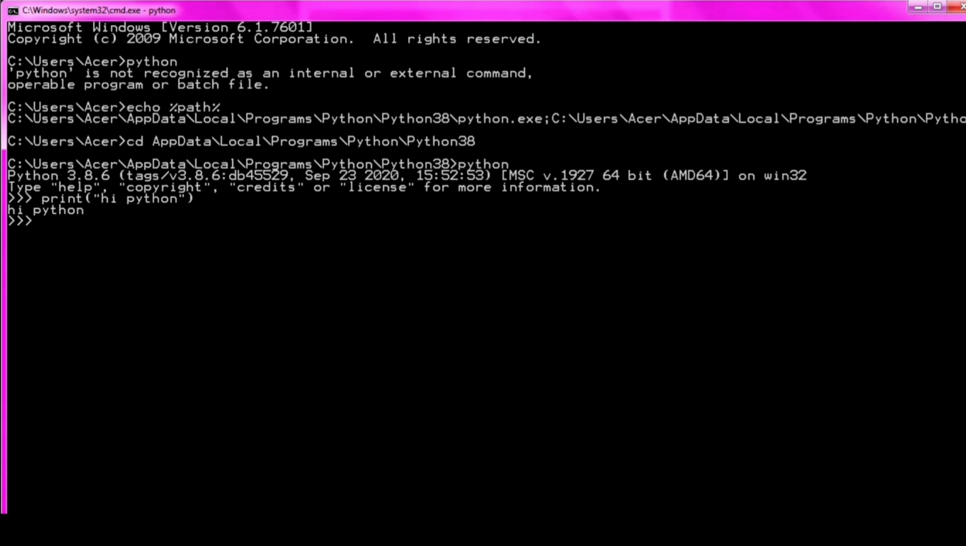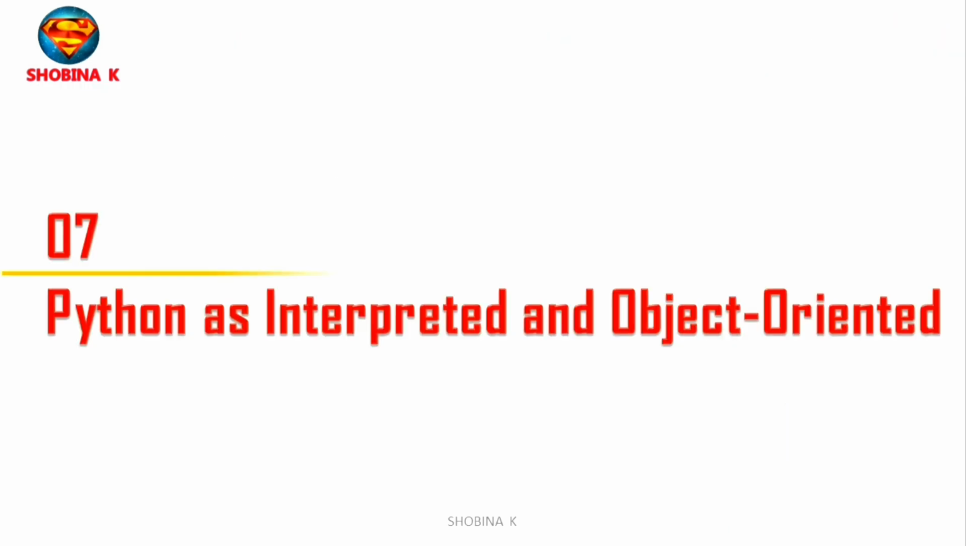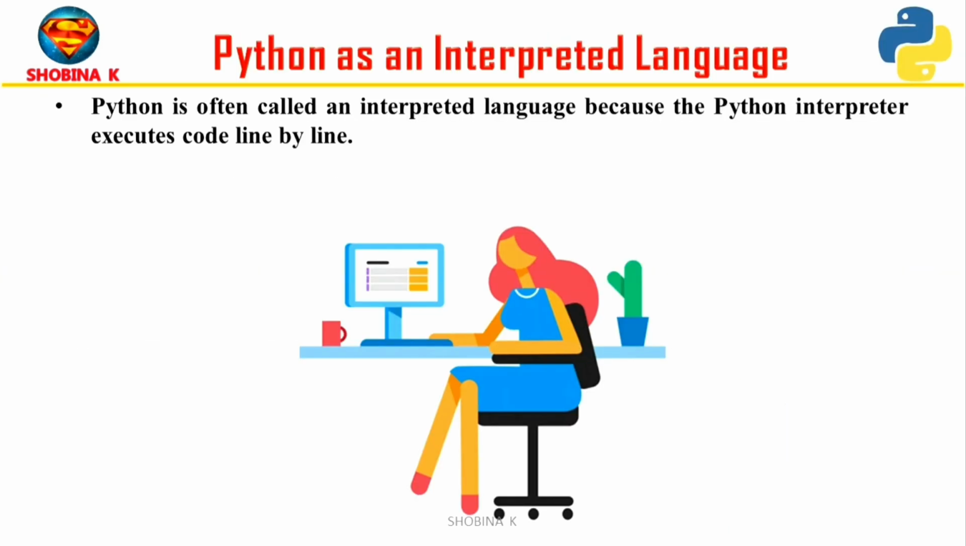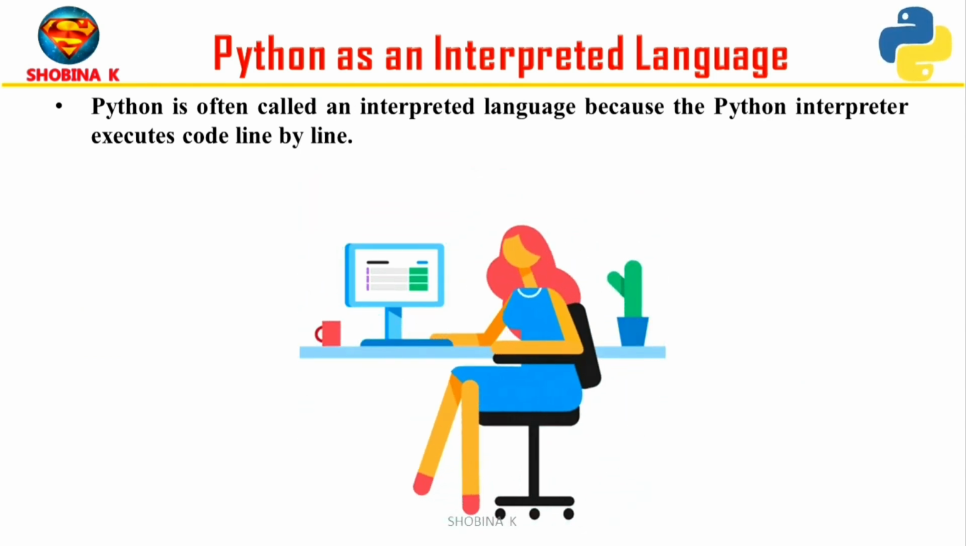To exit the interpreter, type exit. And so far we have learned how to install Python and run Python scripts using command prompt. And now we will explore Python's unique features as an interpreted and object-oriented programming language. In the realm of programming languages, we often categorize them into compiled and interpreted. Python falls into the interpreted category.